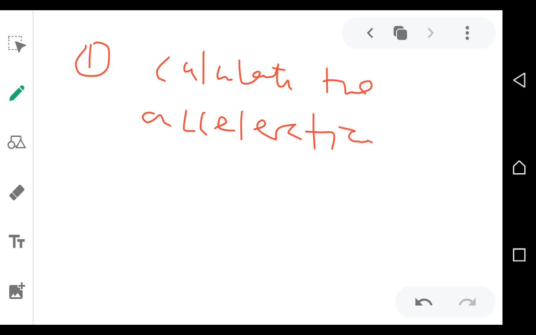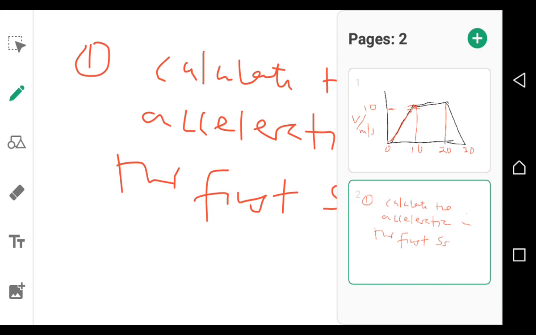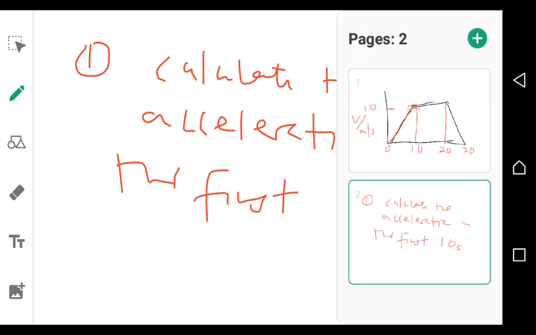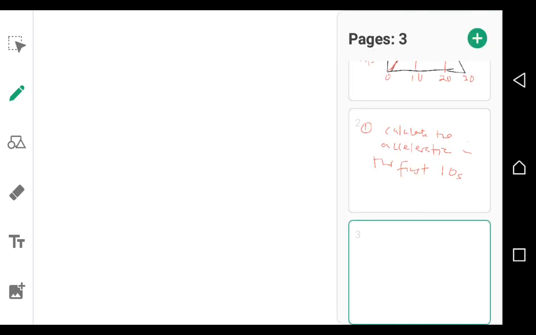In the first 10 seconds, not 5, the first 10 seconds. So calculating the acceleration in the first 10 seconds. What do we have? Acceleration in the first 10 seconds.